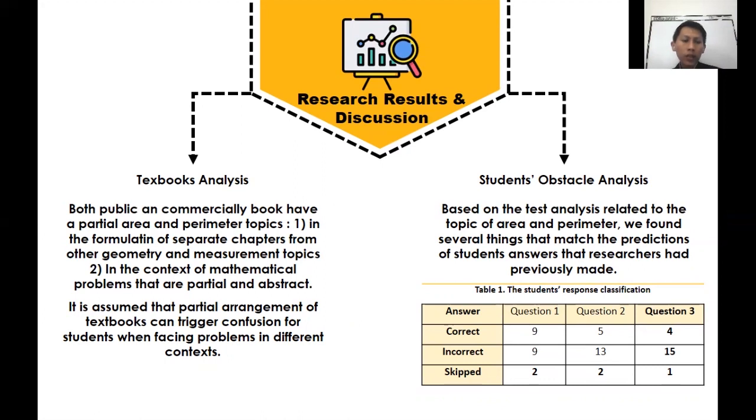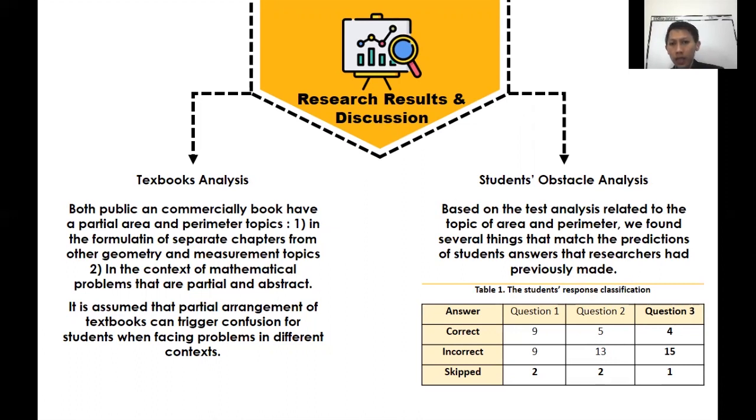For the first part, we talk about the textbook analysis, where we found that both public and commercial books have a partial area and perimeter topic. It is assumed that a partial arrangement of textbooks can trigger confusion for students when facing problems in different contexts.